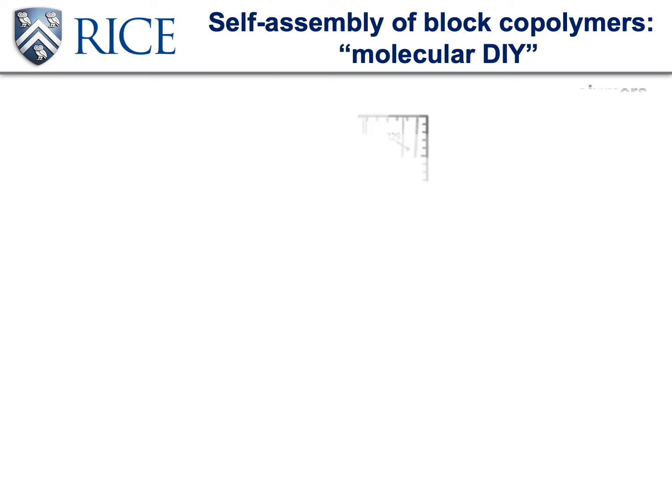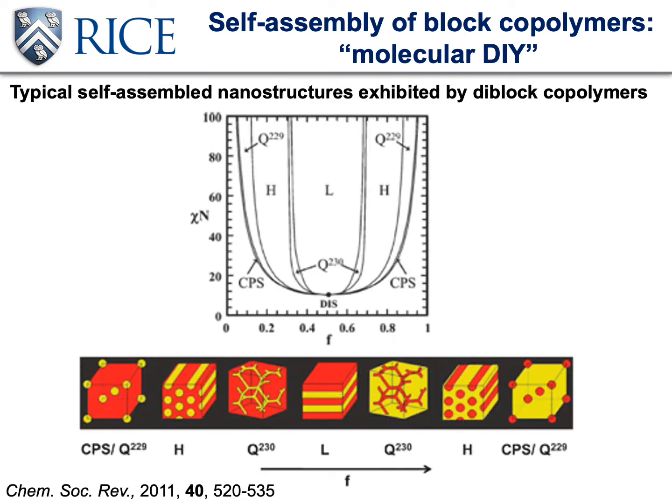Here are some common structures formed by diblock copolymers. Lamellae form when the amount of A block and B block are relatively even. As the volume fraction of one block is increased, we can start to see structures like the double gyroid, cylinders, or spheres. Our lab primarily works with the double gyroid structure.